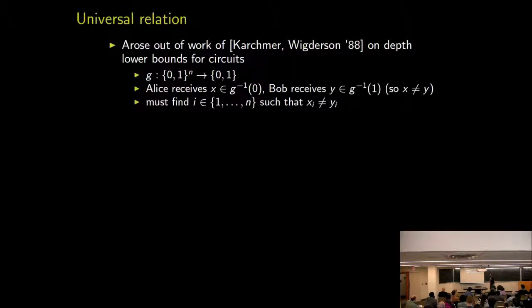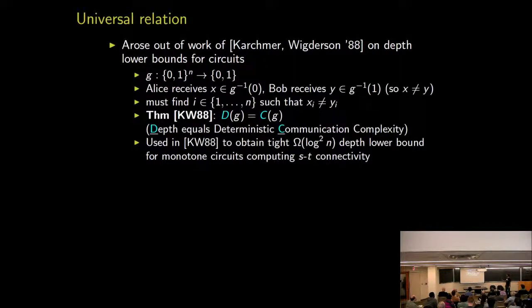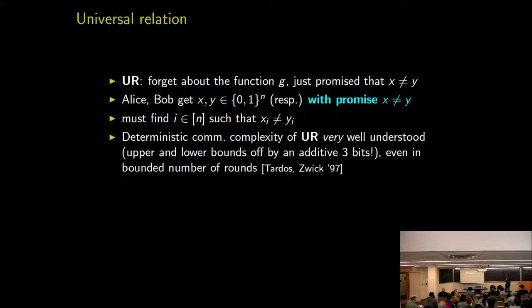I think I will probably skip the history just because I'm time crunched, and more than half of you are not computer scientists, so you might not care. Okay, so let me skip this. But the point is, there's a connection between this universal relation business and proving depth lower bounds for circuits in computational complexity, in circuit complexity. So what does that mean? It doesn't matter for today.